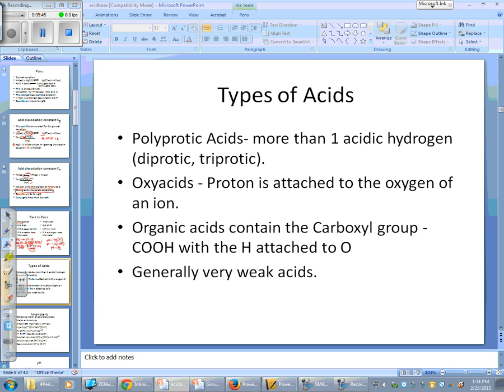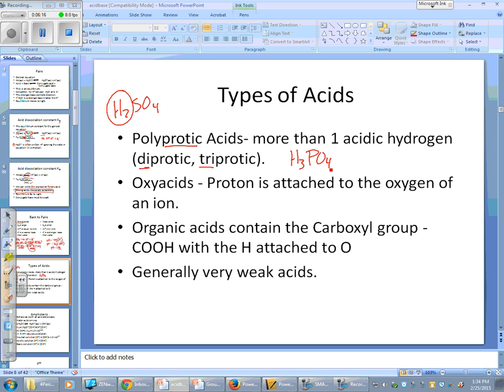Types of acids. We have polyprotic acids. We talked about this a little bit in Honors Chem. Diprotic acids. Now, protic means proton or hydrogens, so that means many protons. Diprotic is something that has two hydrogens available to be given away, like sulfuric acid. These two hydrogens can dissociate. Triprotic acid means it has three hydrogens available to be given away, and a good example of that is phosphoric acid, which is what is in your dark-colored sodas.